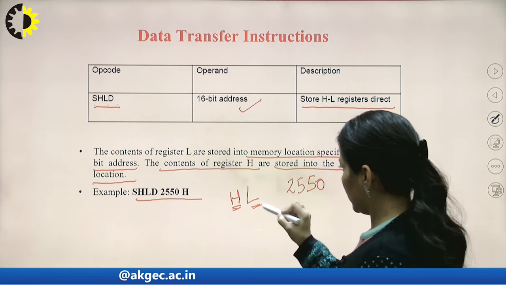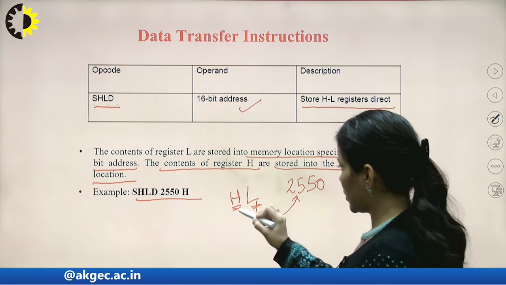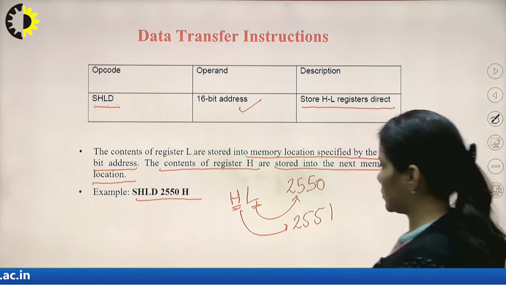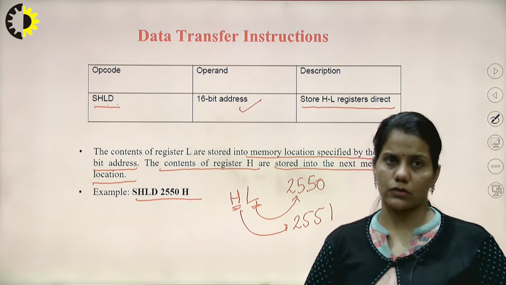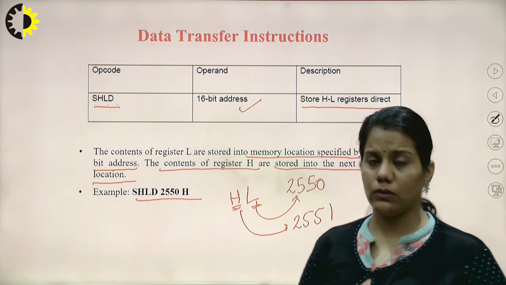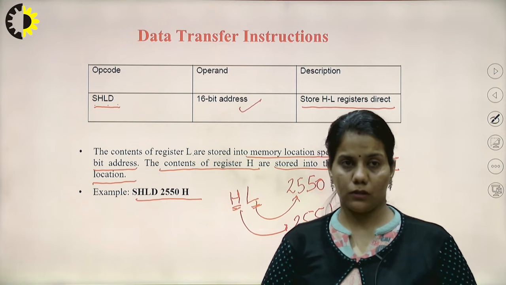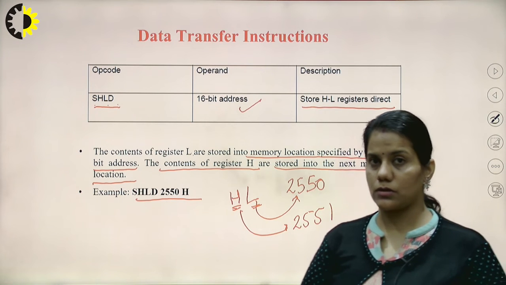So the L contents are stored at this location and H contents are stored at this location. So in this way, this instruction works. The data stored in the HL register pair will be copied to the continuous two memory locations given in the operand.